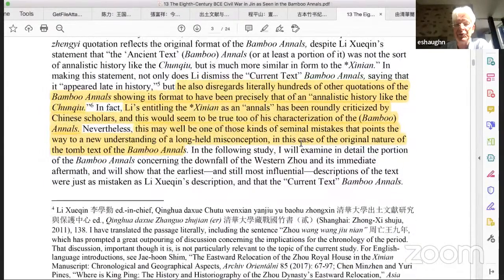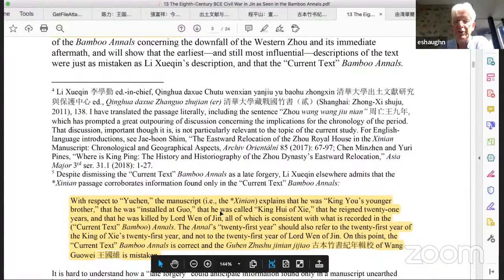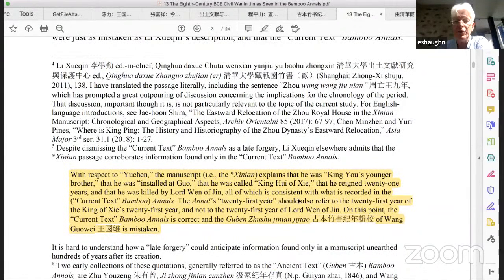One thing that I should point out, that Professor Li argues in his paper that the Jinban Zhushu jinian is a late text and is a forgery. He follows Wang Guowei in this and most other Chinese historians in saying that the Jinban Zhushu jinian has no historical value. But he does note that in this case, that King You's younger brother was installed at Guo, okay, this Xie Hui Wang, that he reigned for 21 years, is consistent with what's recorded in the Jinban Zhushu jinian.